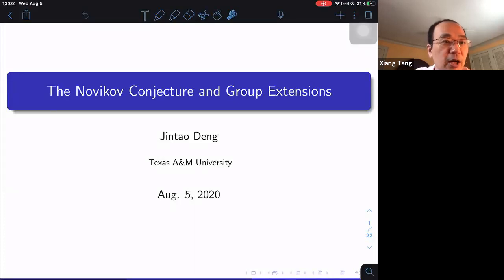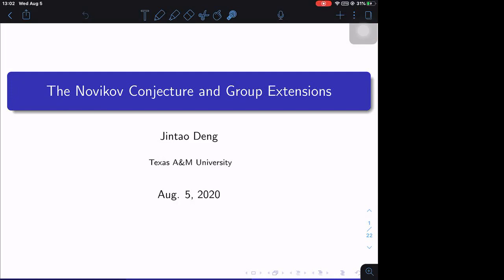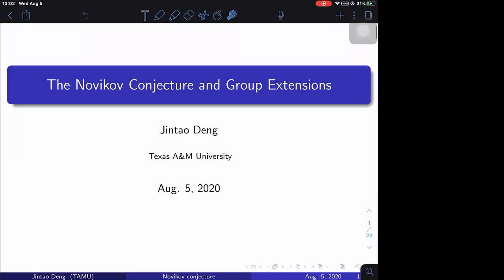Okay, thank you for the invitation, and it's my pleasure to give a talk in this seminar. Today, my title will be Novikov conjecture and group extensions. Actually, for the group extension, I just consider the extension of coarsely embeddable groups.